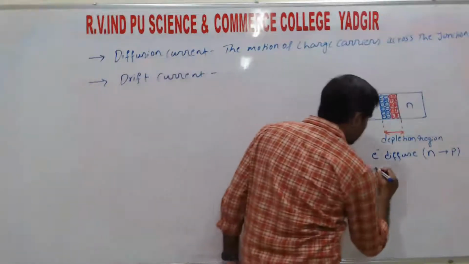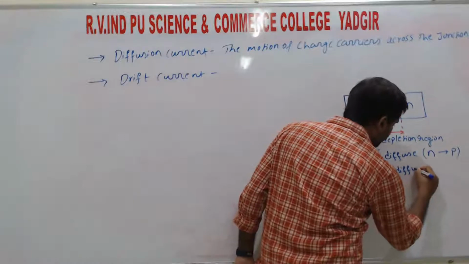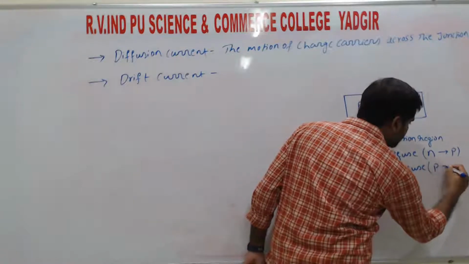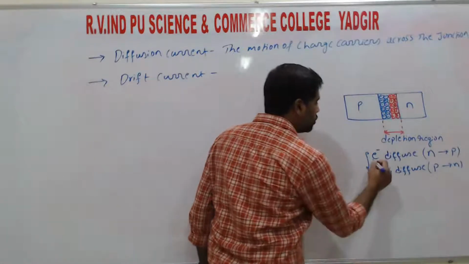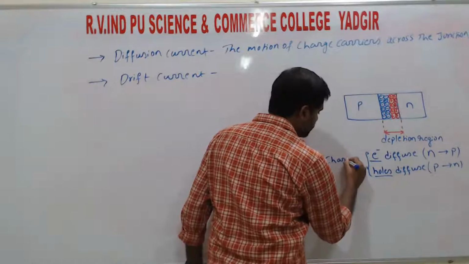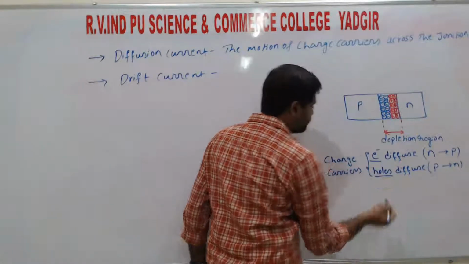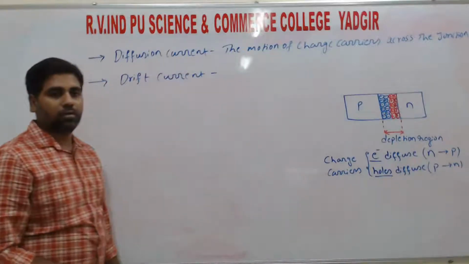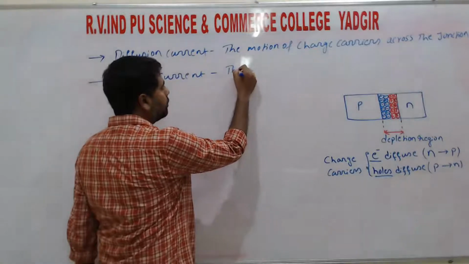Similarly, holes diffuse from the P side to the N side. These two, electrons and holes, combined together we call charge carriers, right?